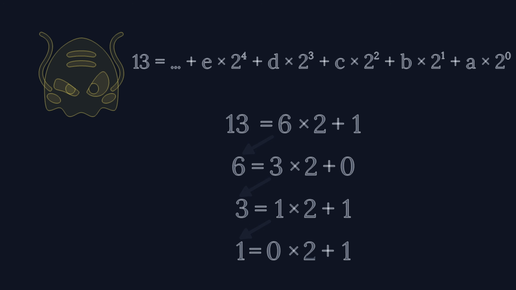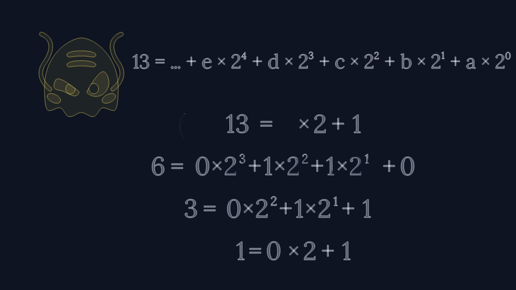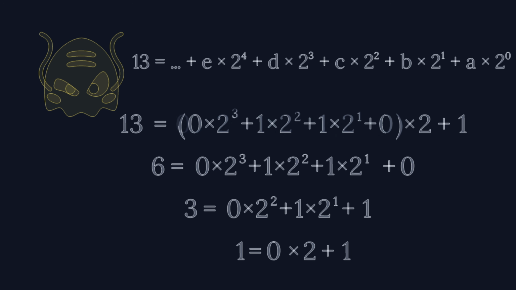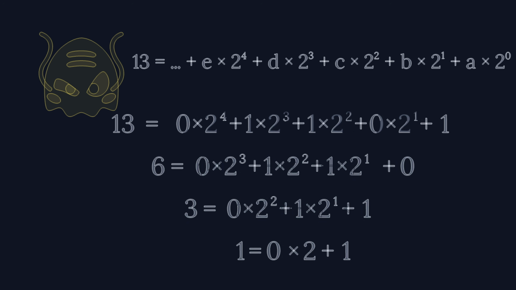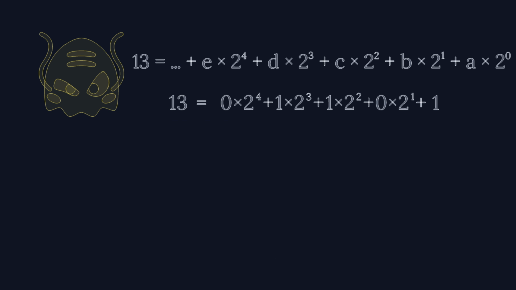Now he starts substituting. First, he substitutes the value of 1 from here to here and simplifies it. Then he substitutes the value of 3 from here to here and simplifies again. Repeating the same process all the way to the top gives him this expression. Now this expression looks familiar. It's exactly the same form as the equation we wrote earlier for 13.